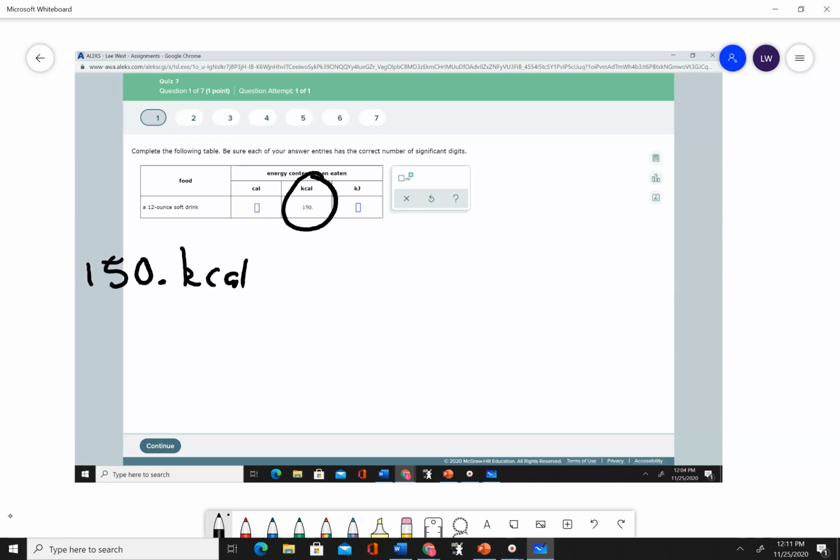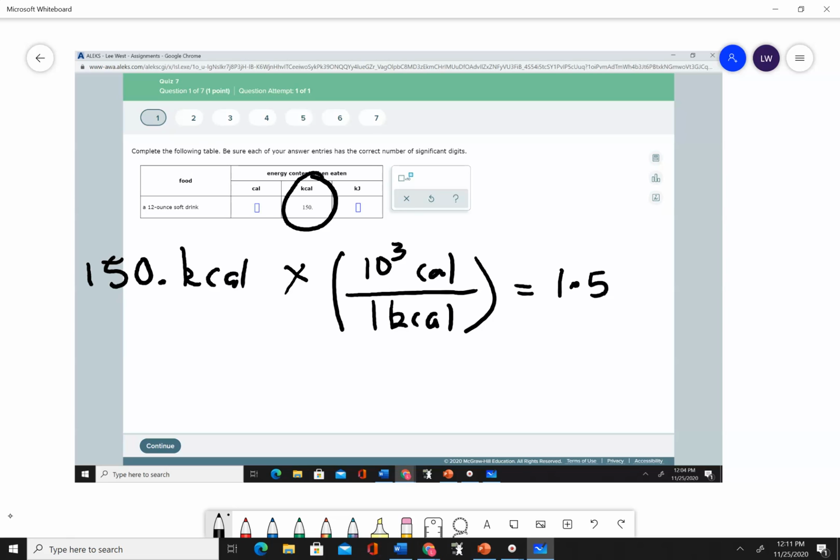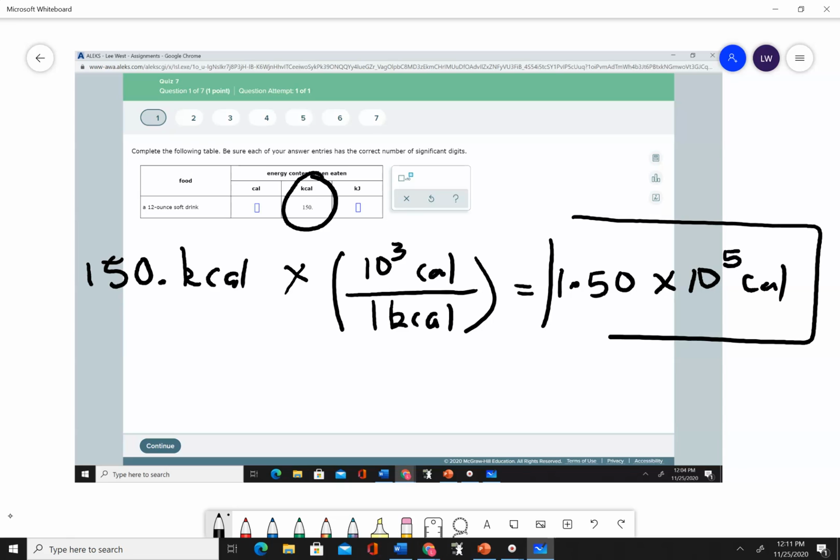We're asked to convert this first of all into calories, which is fairly straightforward because we know that that kilo is just a shorthand for writing 10 to the 3. So what we know is that 10 to the 3 lowercase calories is exactly the same as 1 kilocalorie. So what that means for us is that we get 1.50 by 10 to the 5 calories if we drink this 12-ounce soft drink. That's quite a few, isn't it? Okay, so that's relatively straightforward.